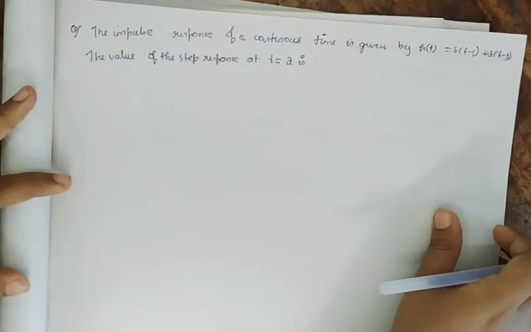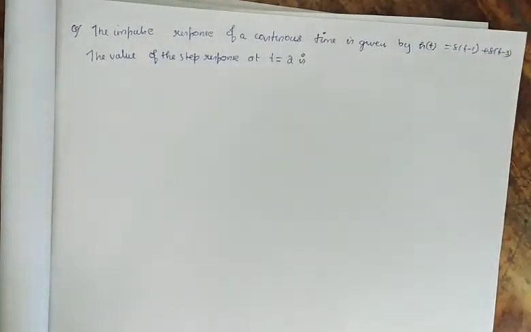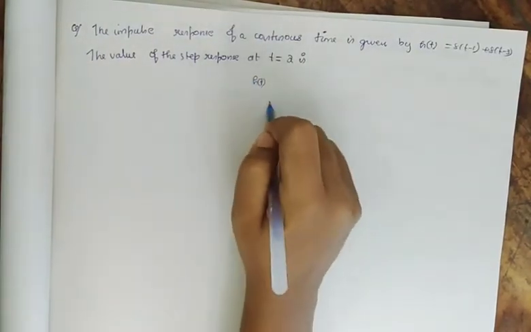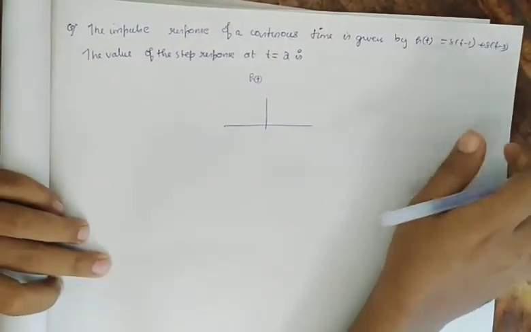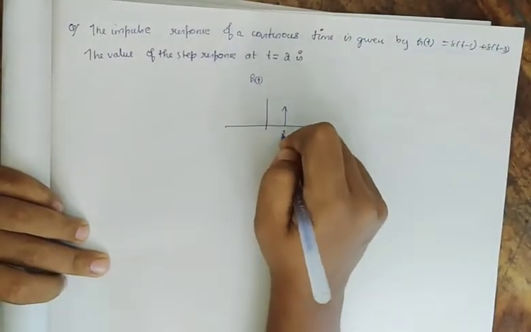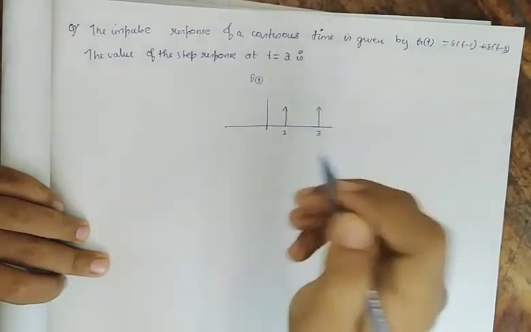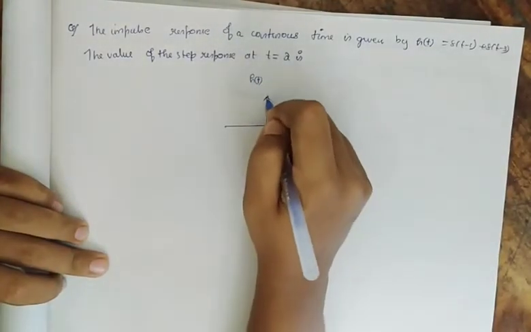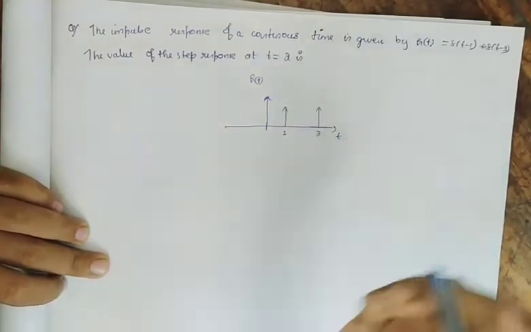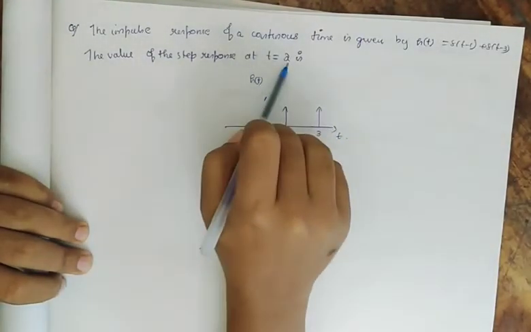Okay, the next question. The impulse response of a continuous time system is given by h of t is equal to delta of t minus 1 plus delta of t minus 3. The value of the step response at t is equal to 2 is asked. So the impulse response is given here, with impulses at 1 and at 3. This is our h of t, the impulse response, and we have to find the step response at t is equal to 2.